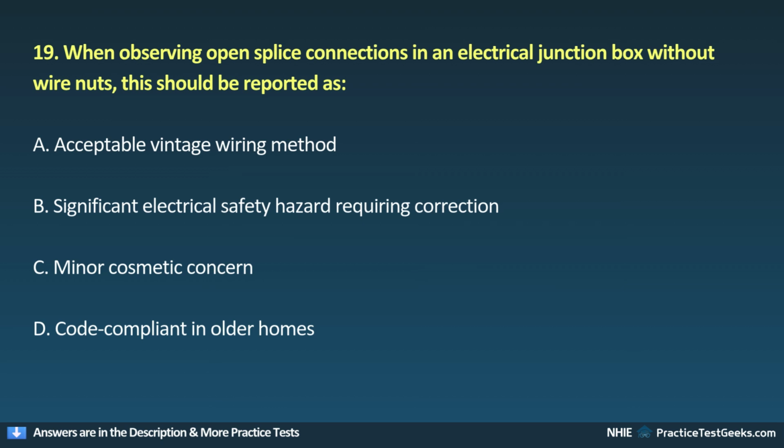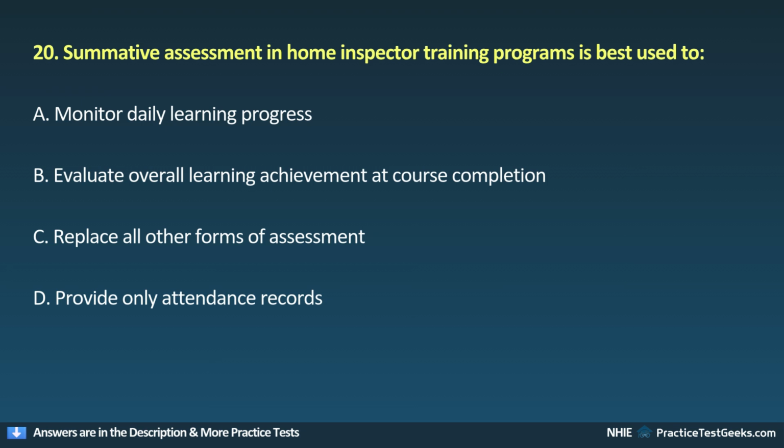19. When observing open splice connections in an electrical junction box without wire nuts, this should be reported as A. Acceptable vintage wiring method. B. Significant electrical safety hazard requiring correction. C. Minor cosmetic concern. D. Code compliant in older homes.